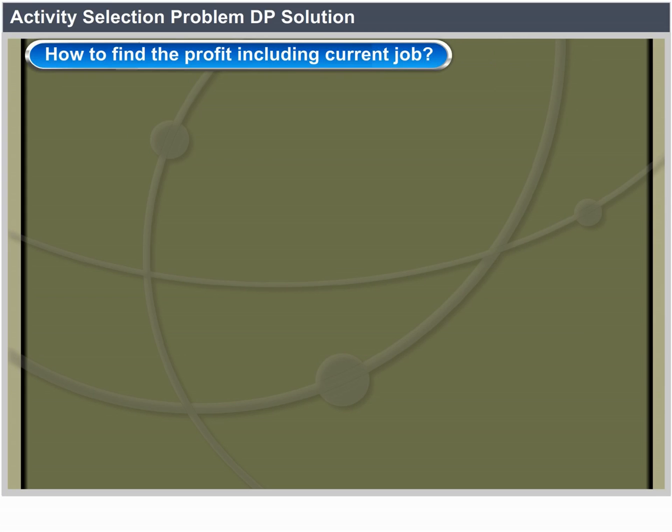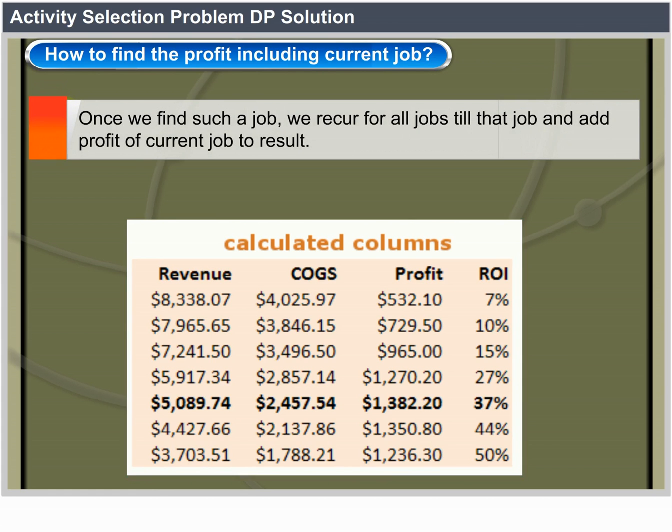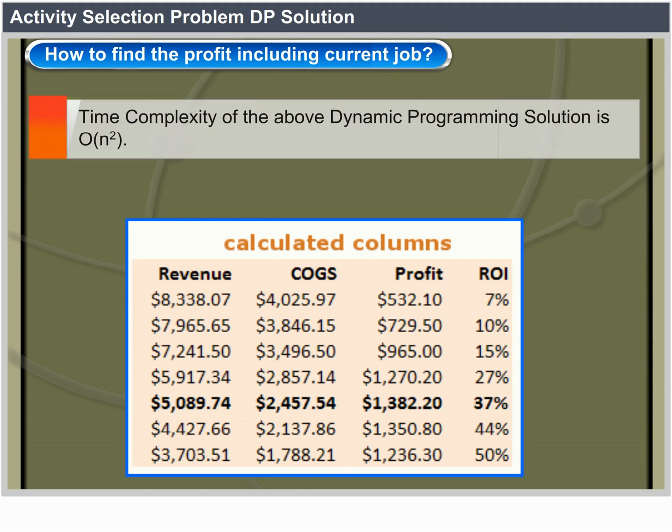How to find the profit including the current job? The idea is to find the latest job before the current job in the sorted array that doesn't conflict with the current job, arr[n-1]. Once we find such a job, we recur for all jobs till that job and add the profit of the current job to the result. In the above example, job 1 is the latest non-conflicting for job 4 and job 2 is the latest non-conflicting for job 3. The time complexity of the above dynamic programming solution is O(n squared).